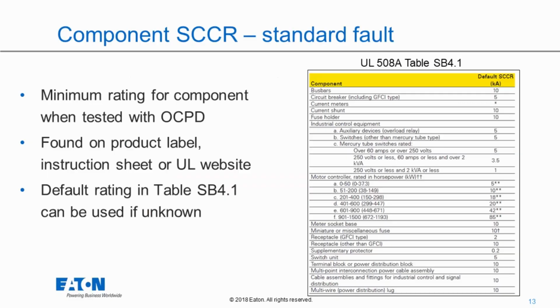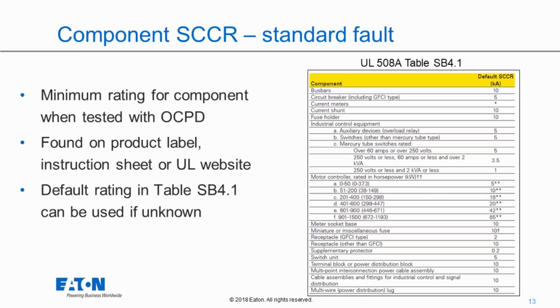So let's first talk about a standard fault. The standard fault rating is the minimum rating that any component must have when it's tested with an overcurrent protective device. You could kind of consider this like the default rating for anything. These are generally pretty low. If you look at UL 508A table SB4.1, you can see all of the default ratings for different types of components in here. They're not very high, right? We see a lot of 5 kA, 10 kA, some of them are even 2 kA, so they can be pretty low. You are always permitted to use this short circuit current rating.